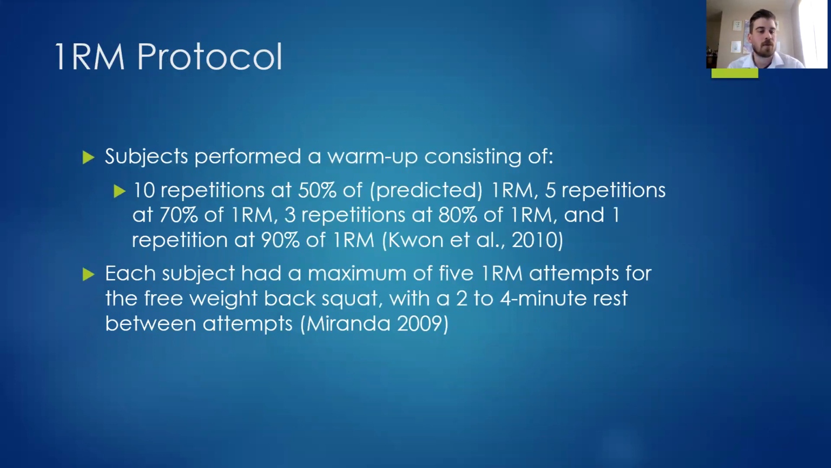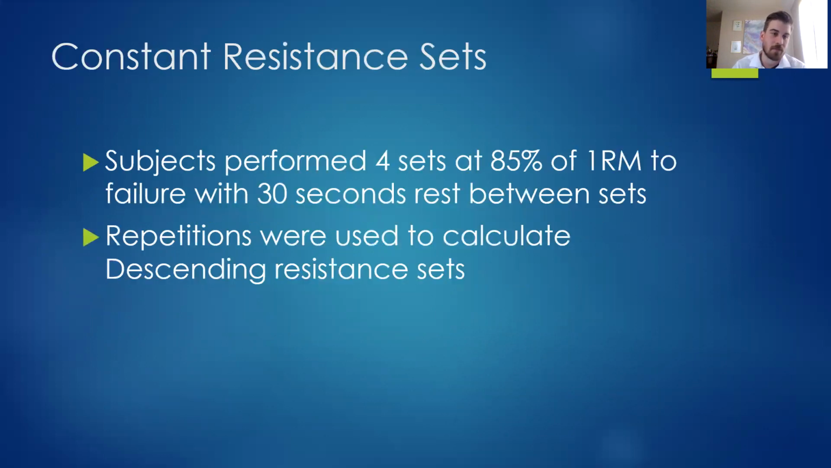So for the 1RM protocol, subjects performed a warm-up consisting of 10 repetitions at 50% of their predicted 1RM, 5 repetitions at 70% of their 1RM, and 3 repetitions at 80% of their 1RM, and 1 repetition at 90% of their 1RM. And then each subject had a maximum of 5 1RM attempts for the free weight back squat exercise with a 2 to 4 minute rest between each attempt.